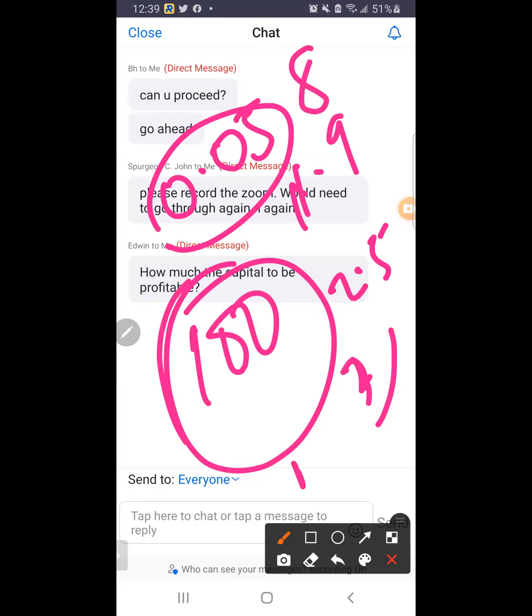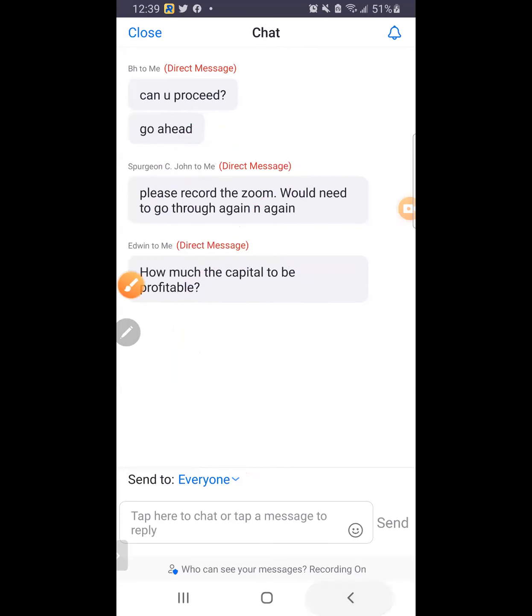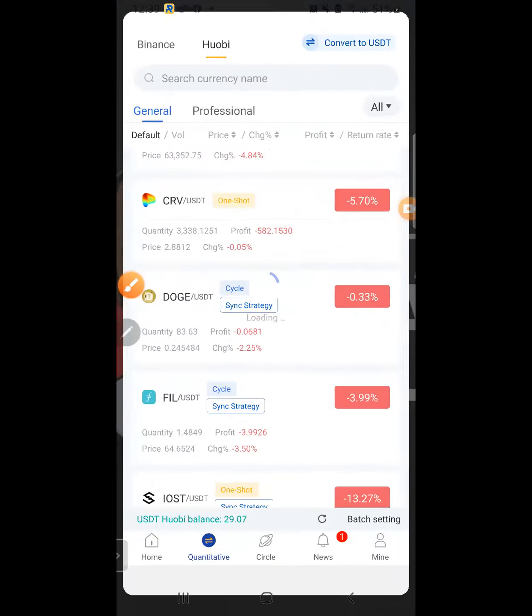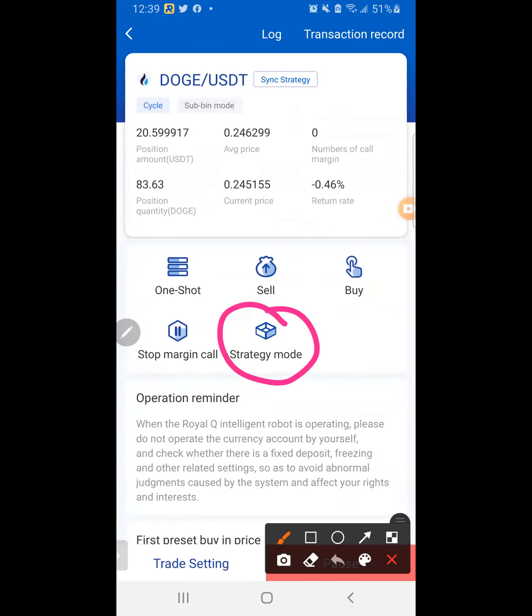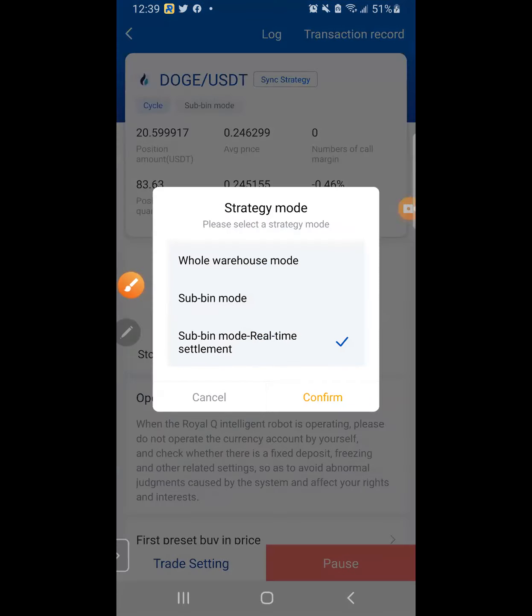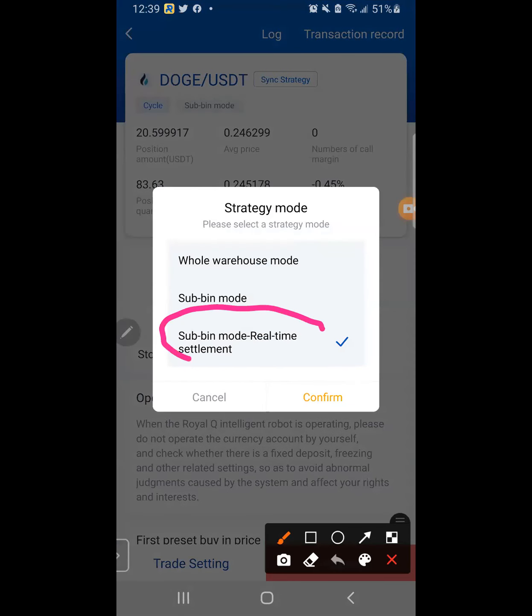Select 1 if you have 100. If you have 200, select 2. If you have 300, select 3. One good thing about the strategy is they have made provisions for you. Look at this dodge now. If I click dodge and I click this strategy mode, they have made provisions for you. You can see this is very important. Many people don't understand the differences between this and this. You see, automatically that strategy has been clicked by itself because you are copying a professional company strategy.